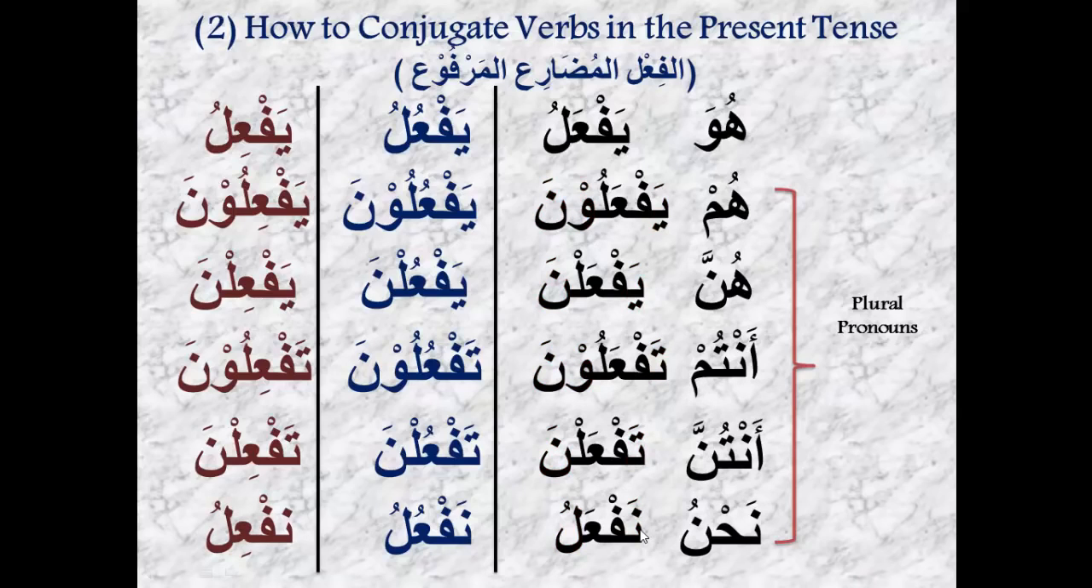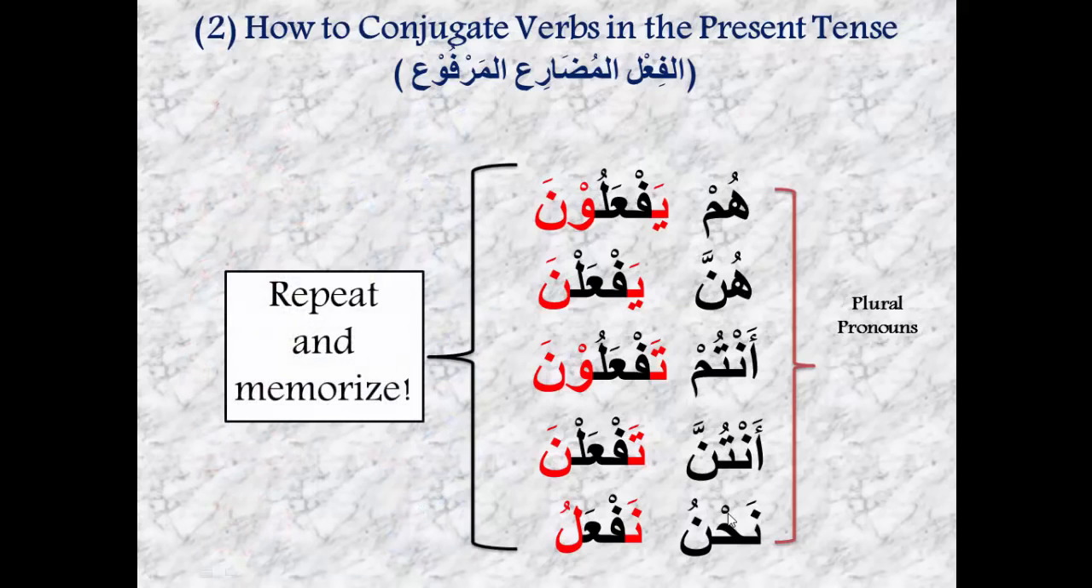Now I want you to pay attention to the modifications we've made. Hum yaf'aluna, we've added the una to the back, just like we did for antum. So they and you all are very similar. The only difference is the ya and the ta in the front. Hunna and antunna are very similar, except for the ya and the ta in the front. And نحن نفعل, the noon corresponds to the noon in نحن. Please repeat and memorize these verbs. هم يفعلون, هن يفعلن, أنتم تفعلون, أنتن تفعلن, نحن نفعل. Just like you would do for the singular pronouns.